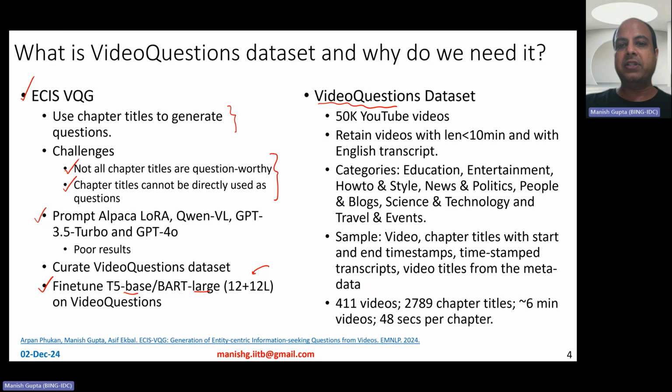Well, to generate this data, we start with 50,000 YouTube videos, right? And we filter a lot from this set. We retain only those videos which are less than 10 minutes because of compute power requirements, and which have an English transcript. We are focusing on English questions in this work. Okay. We also retain videos of these categories: education, entertainment, how to and style, news, politics, science, people, science and technology, travel and events, because these categories contain a whole bunch of entity-centric information, right?